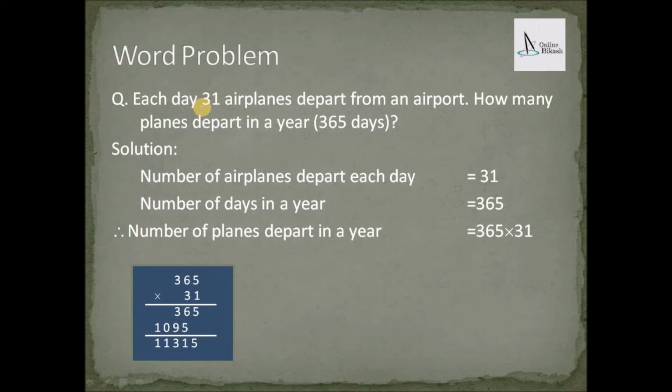In my last video, I told you how to multiply two numbers. If you have not watched that video, then go to my YouTube and find it. There you will learn how to multiply two numbers. If you multiply this way, you will get 11,315 as the result. So 11,315 airplanes depart from that airport. Hence it is the answer.